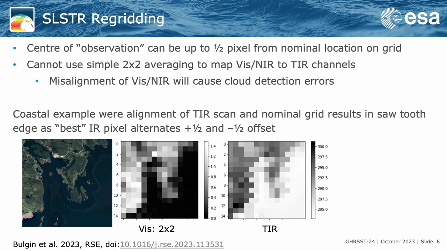The centre panel shows an SLSTR visible band at 1 kilometer using simple 2x2 averaging, whilst the right image shows the corresponding brightness temperatures in the 11 micron band. In the thermal band, the mismatch between the conical scan and nominal grid has resulted in a sawtooth artifact along the coast. While the reflectance band is a better match to the nominal grid, the pixels are not in the same locations as the thermal bands, so they are not suitable for cloud clearing the SST product.